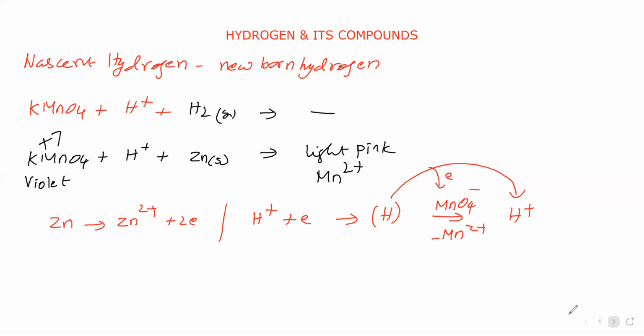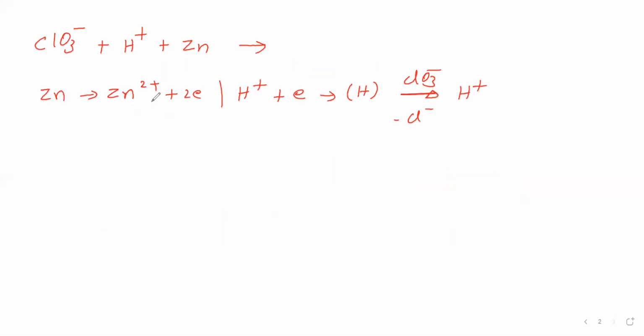So now we will see here. Zinc is becoming Zn2+ and 2 electrons. Like the previous case, this H+ takes electron and gives it to this chlorine. Here chlorine is in +5 oxidation number. Then this +5 becomes -1. This H again becomes H+. So here chlorate is converted into chloride because of nascent hydrogen. So here nascent hydrogen converts chlorate into chloride.